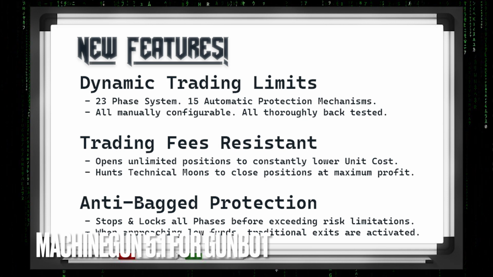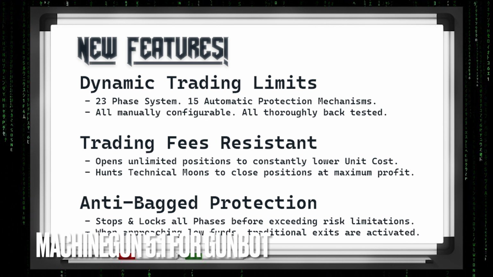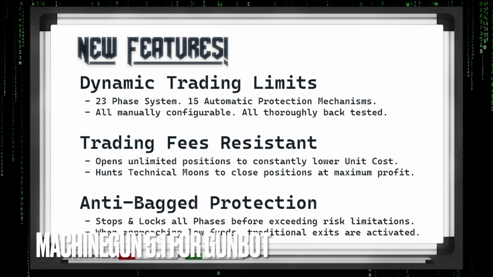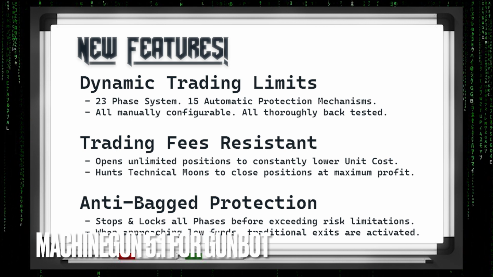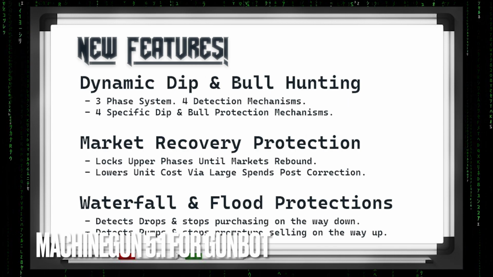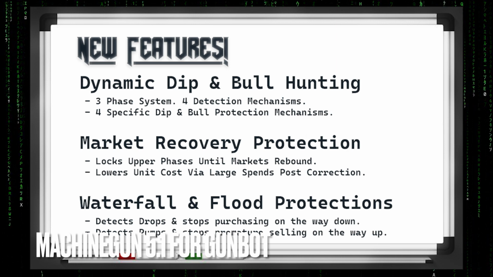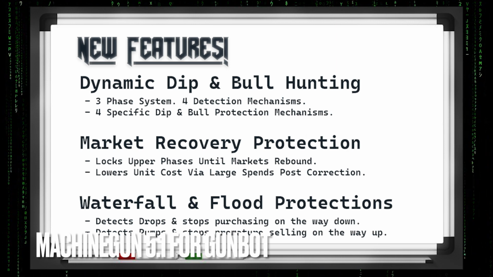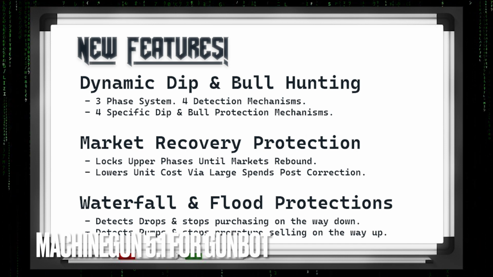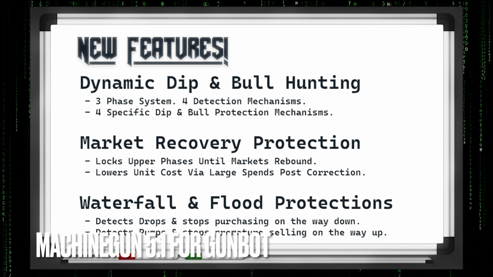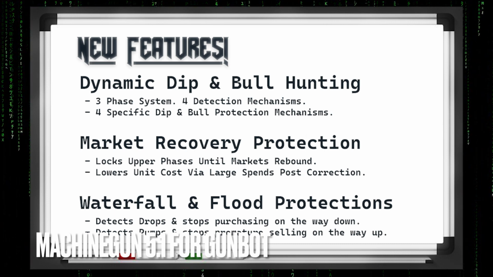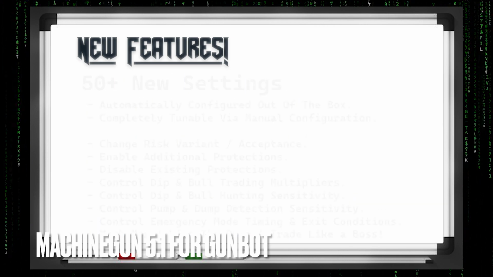We're still trading fee resistant, trying to hunt those technical moons to get the most out of every trade. And we're still anti-bag, meaning that we lock all phases before they exceed their risk limitations. And if you're approaching low funds, we actually start doing traditional, old school 4.2 action on exits. We've also built in a dynamic dip and bull hunting system. It's a 3-phase system with 4 detection mechanisms and then 4 specific protection mechanisms just for dips and bulls. We do market recovery protection, trying to spend more when it matters, when the market's correcting itself. And we have the famous waterfall and flood protection that I've been talking about for a long time in chat.